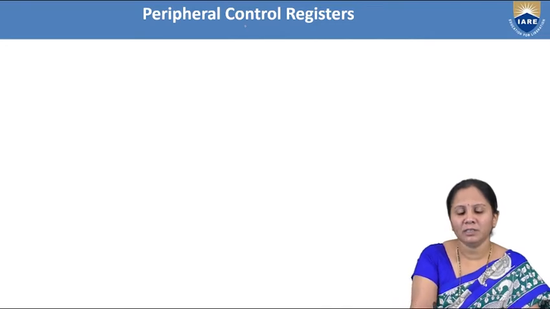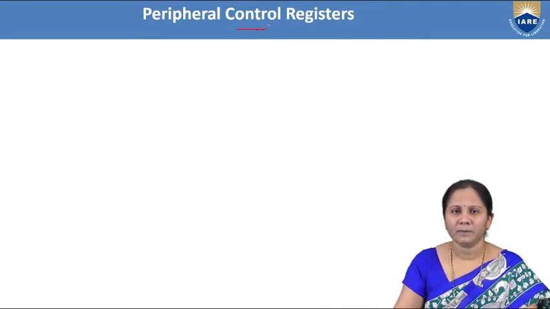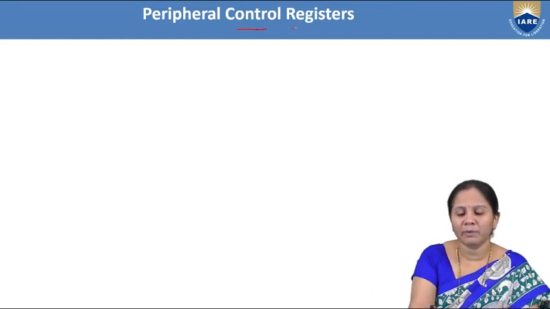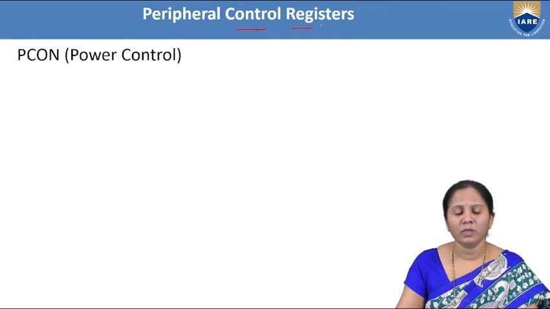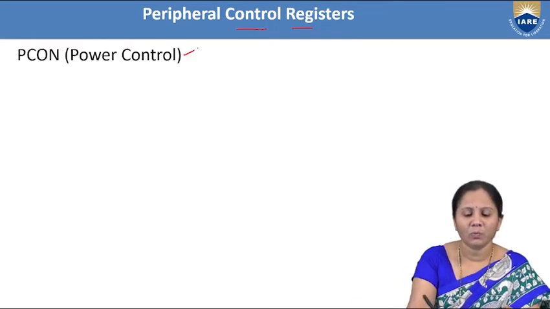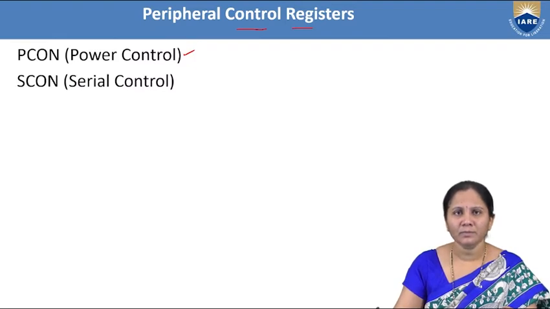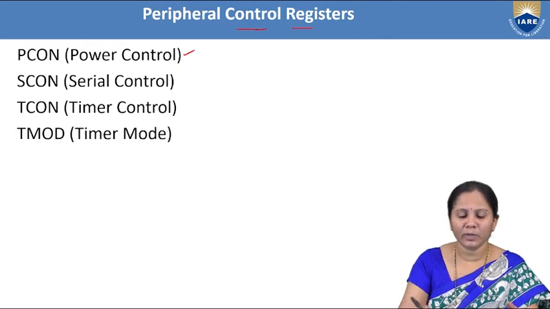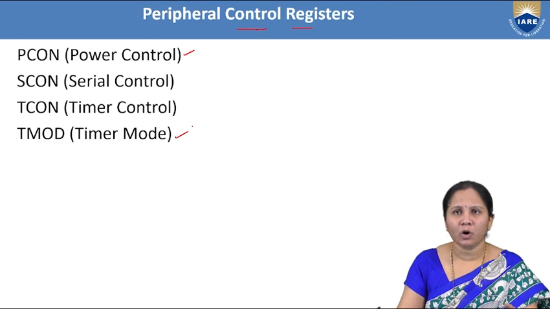Another classification is peripheral control registers. Peripherals here are serial ports, IO ports, and also timers and counters. All of these come under peripheral control registers. Some of them are the PCON register and SCON. PCON stands for power control and SCON stands for serial control. The next one is TCON, the timer control register, and another one is TMOD. All these registers come under peripheral control registers.